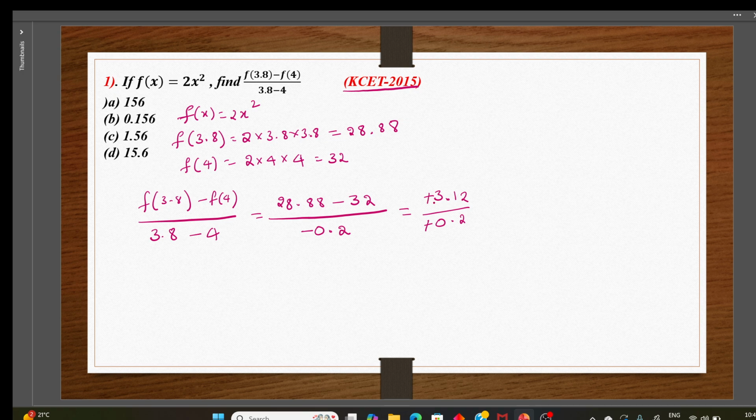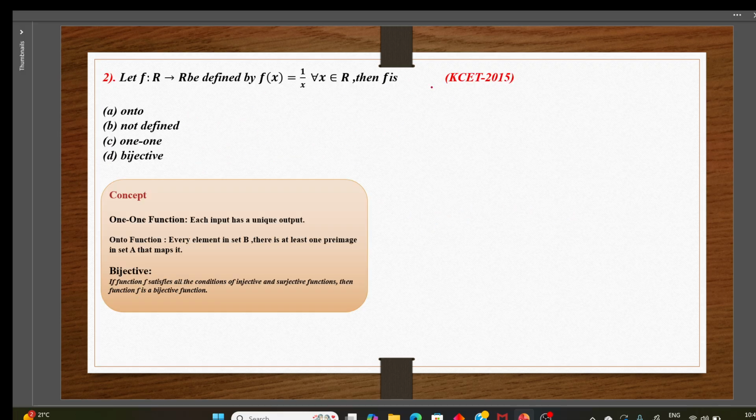So minus minus cancel. Here we get 3.12 by 0.2, which is 15.6. So 15.6 is the answer. Clear? Next question.